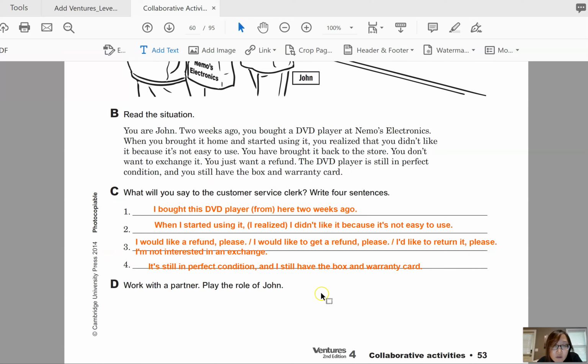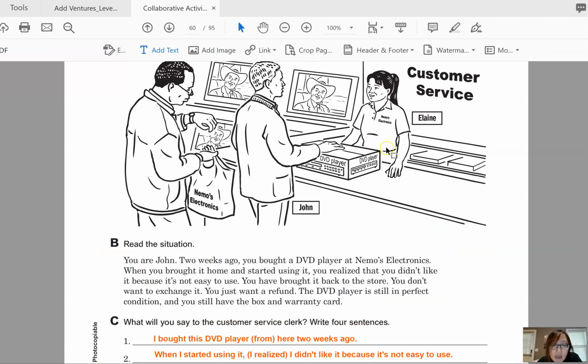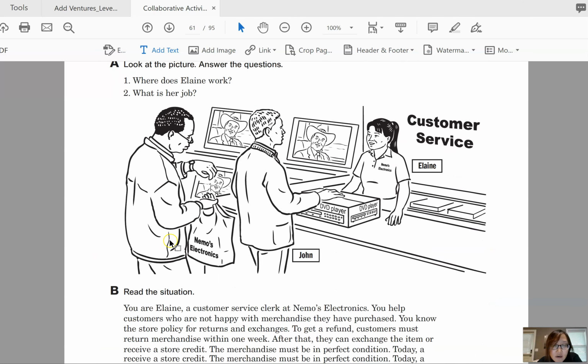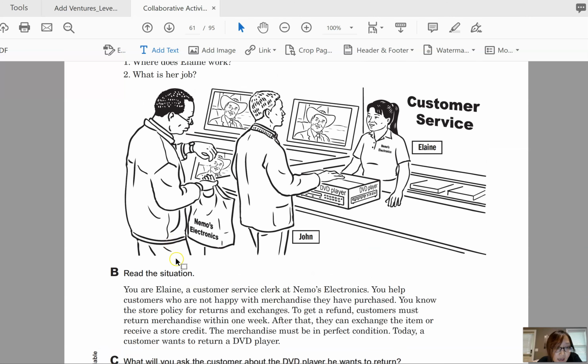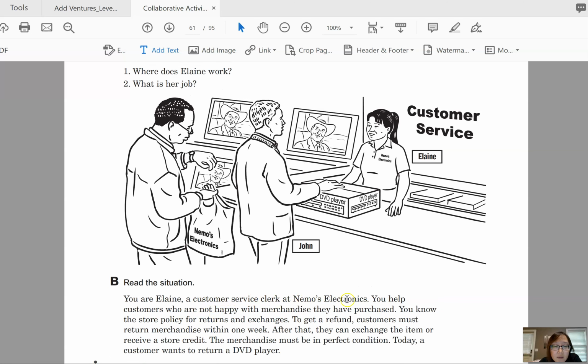Now, I want you to consider what Elaine might have asked him. So that's actually here. Okay, so let's look at the paragraph. It says, you are Elaine, a customer service clerk at Nemo's Electronics. You help customers who are not happy with merchandise they have purchased. You know the store policy for returns and exchanges. To get a refund, customers must return merchandise within 1 week. After that, they can exchange the item or receive a store credit. The merchandise must be in perfect condition. Today, a customer wants to return a DVD player.